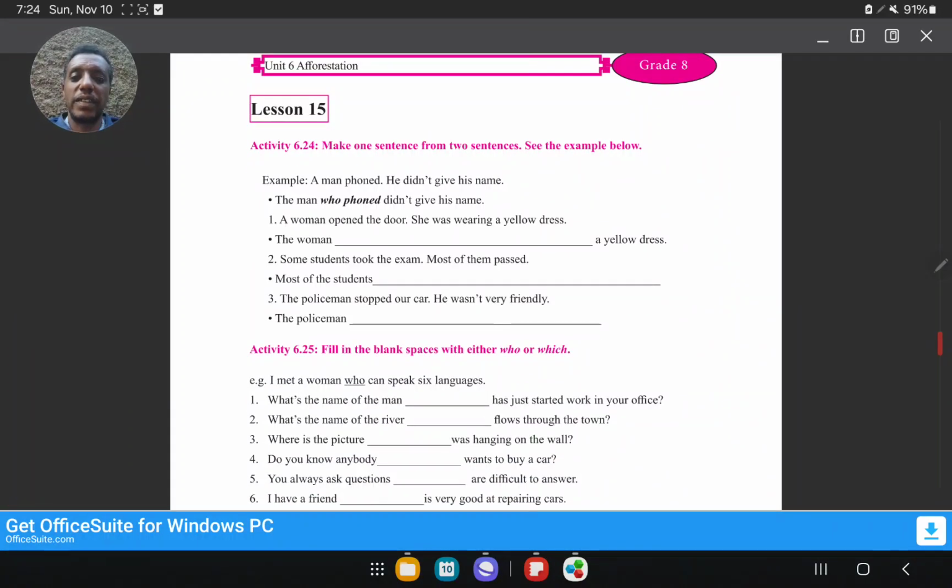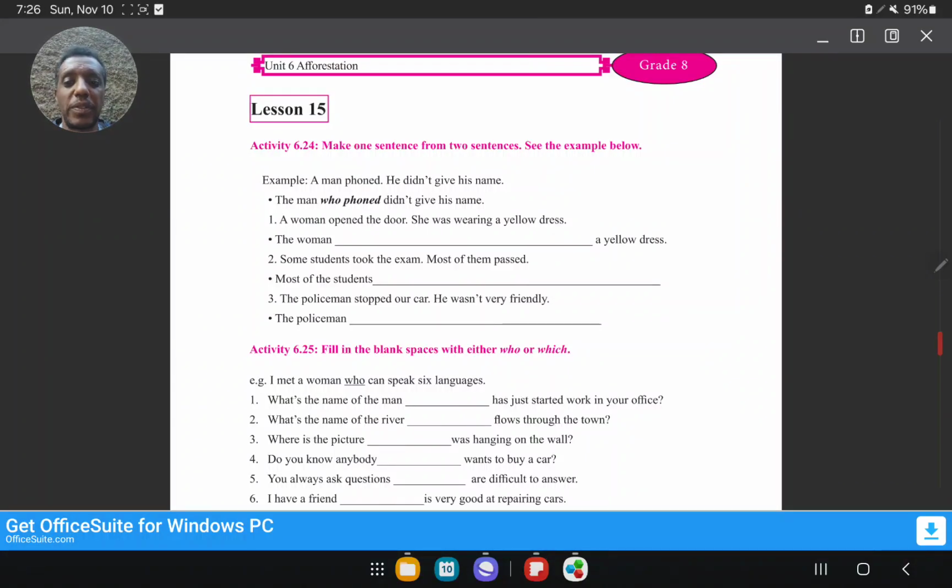Lesson 15, activity 6.24: make one sentence from two sentences. See, the example is below. A man phoned, he didn't give his name. The man who phoned didn't give his name. So let us do it together, students. Let's see the answer together.